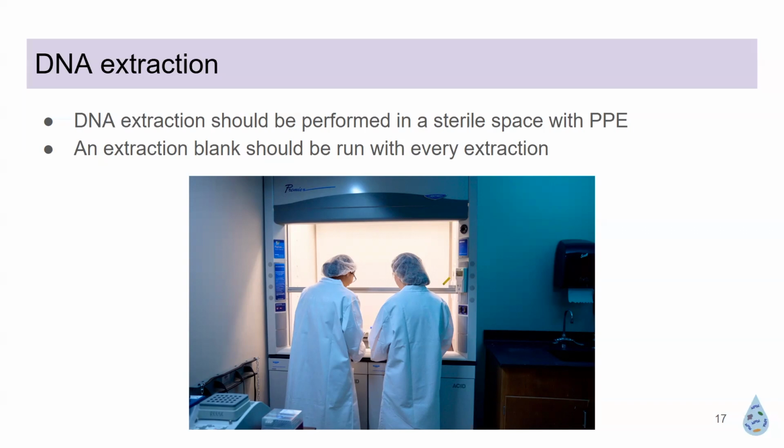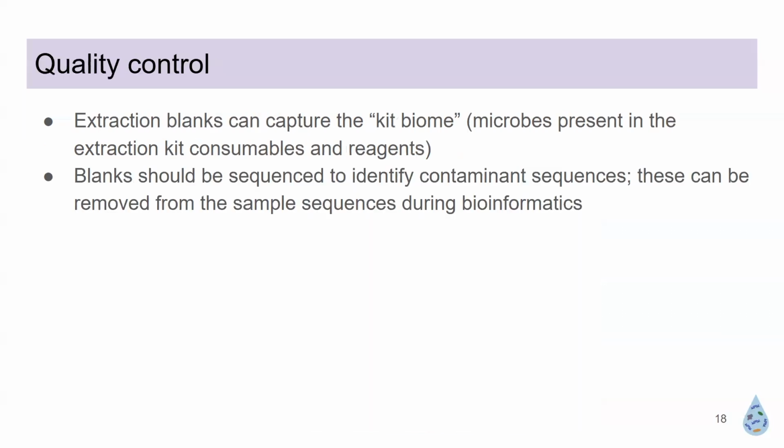Because you're extracting your sample, anything that you release in that moment is in your extracted DNA. So again, we want to minimize contamination, minimize getting our own DNA and our own microbes into the sample. We also want to run an extraction blank with every set of extractions that we run. And this is a tube that you take through the whole process. You're adding all of the reagents, you're treating it exactly the same, you're just not adding a filter. So you're trying to see what is in the kit biome. So these are the microbes present in the extraction kit, consumables and reagents.